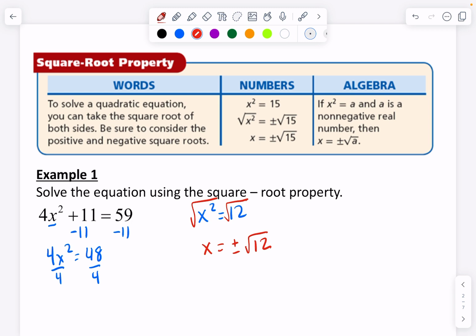Now you know me, okay? If you don't know me, I like things in simplest radical form, which means that we need to pull out any perfect squares that are locked underneath that radical. So 4 is a perfect square that goes into 12. 4 times 3 is 12. 4 is a perfect square and breaks out to become 2 root 3.